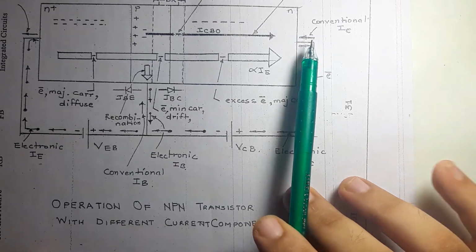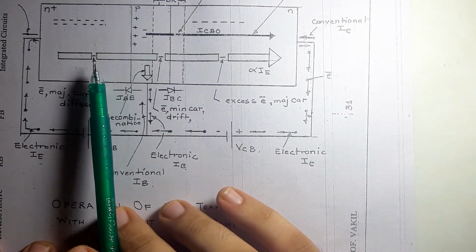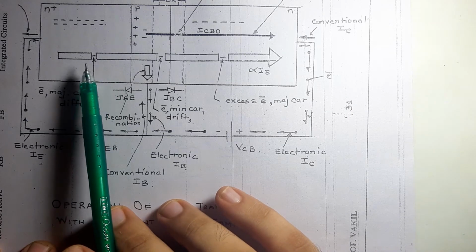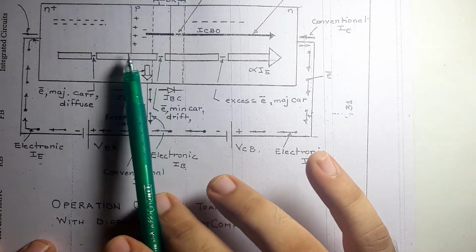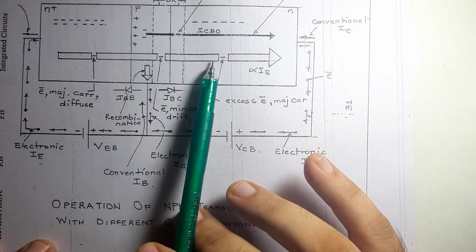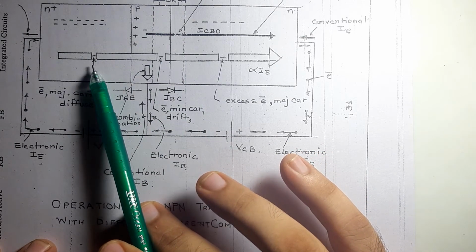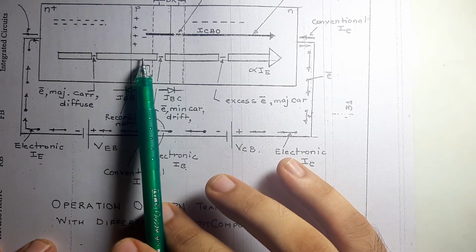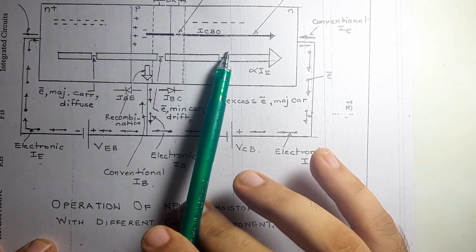Also, here there will be electrons. Suppose here I had 100 electrons. Now these 100 electrons diffuse to the base region, and then from here due to the potential barrier they drift towards the collector region. But if I'm having 100 electrons, 20 get recombined over here, and only 80 go over to the collector region.